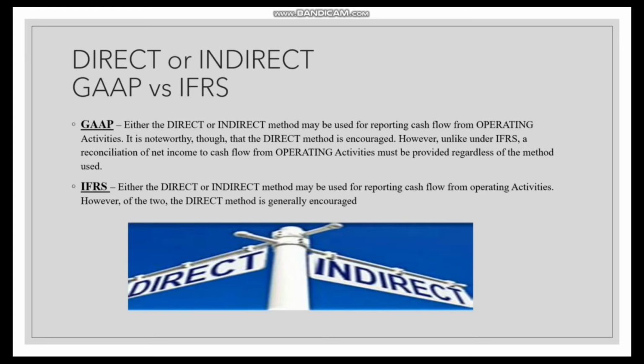The next thing that I want to talk about is the format of a statement. This is really important for the cash flow statement. It can be either using the direct or indirect method. The direct method is encouraged for IFRS. For US GAAP, similarly, you can use the direct or indirect method, but again, the direct method is encouraged.